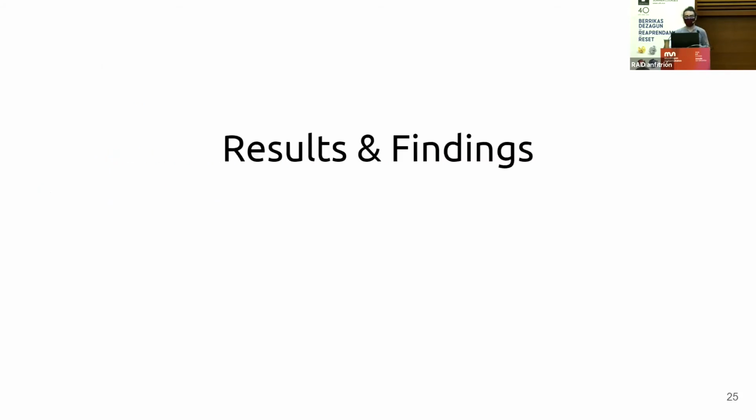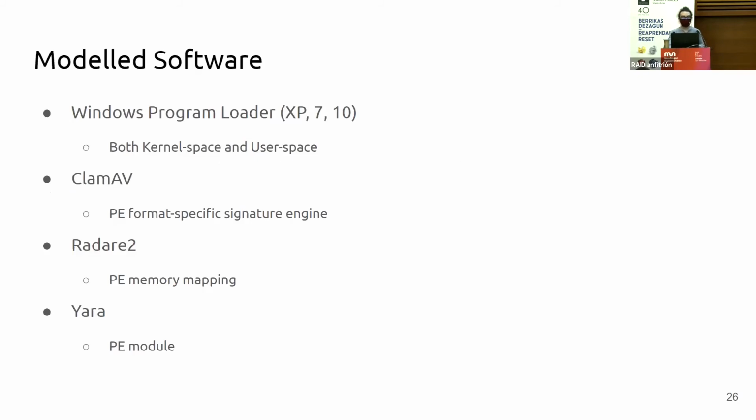All right, let's have a look at some results of our work. So in the first place, we compared the Windows program loader in three versions, XP, 7 and 10, and we modeled both the kernel space and user space portions of the loader.